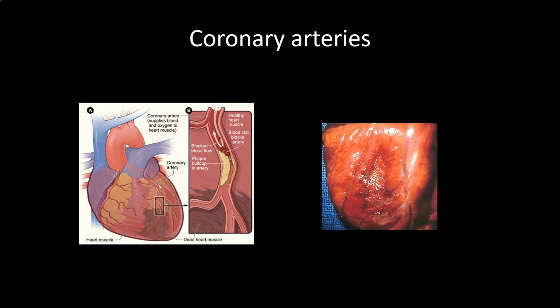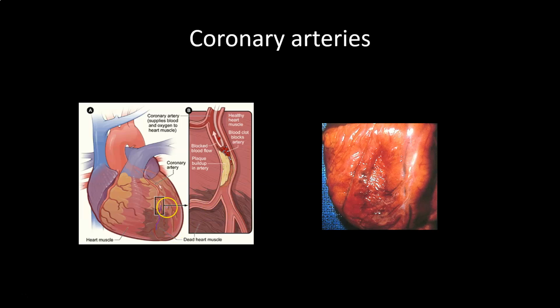Even though the heart is filled with blood all the time, the blood that's in the heart doesn't actually help the heart. It doesn't supply the heart with the oxygen that it needs and the nutrients that it needs. So the coronary arteries do that for us. So there's a whole bunch of blood vessels on the surface of the heart, and they're supplying the heart with that functional blood that they need to survive.